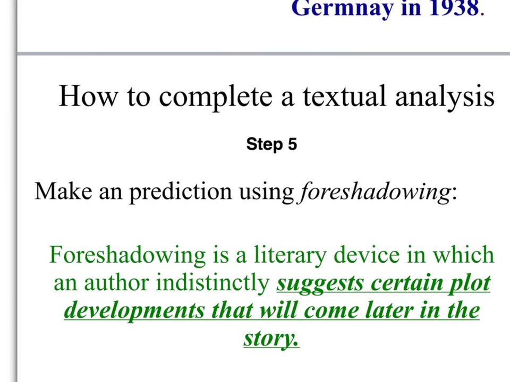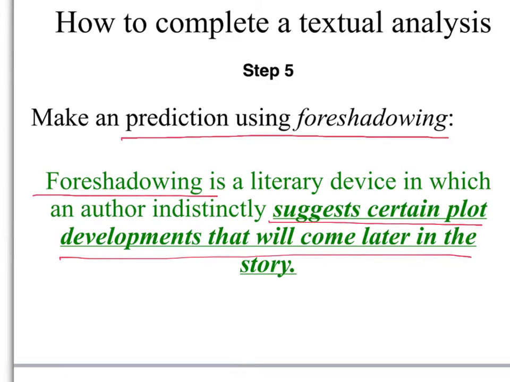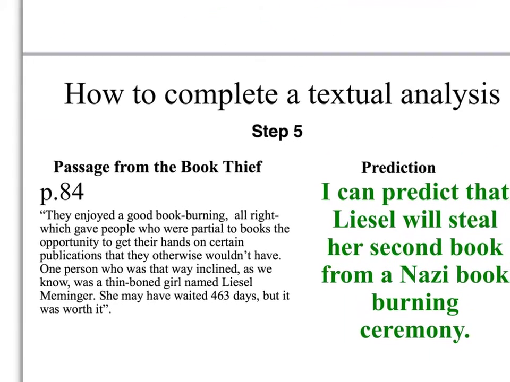Step number 5 is to make a prediction using foreshadowing. Now, I think a lot of you had some trouble with predictions, and it's tough because you're trying to guess something that has not happened yet. To do this, you need to use foreshadowing. And as we saw in class, it's a literary device in which an author indistinctly suggests certain plot developments that will come later in the story. So you use foreshadowing to find hints that you can use to make a prediction.